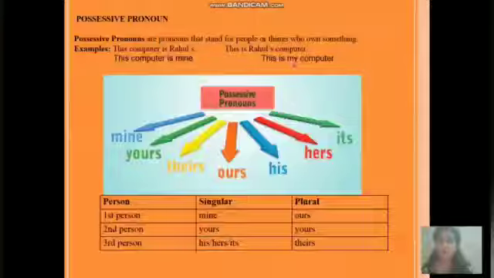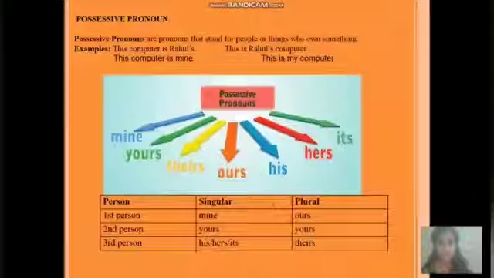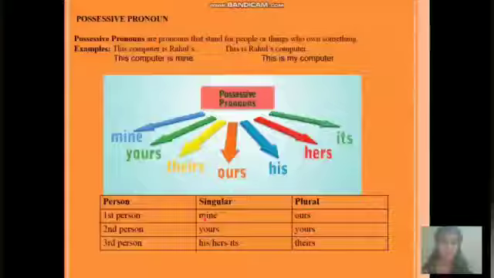So what are adjectives, children? An adjective is a word that describes a noun or qualifies a noun. So my is a possessive adjective because it is describing the computer. Now look at this tabular column. Mine becomes ours and yours becomes yours again in the plural form. His, hers and its become theirs in the plural form. So all these are possessive pronouns: mine, yours, theirs, ours, his, hers, its.